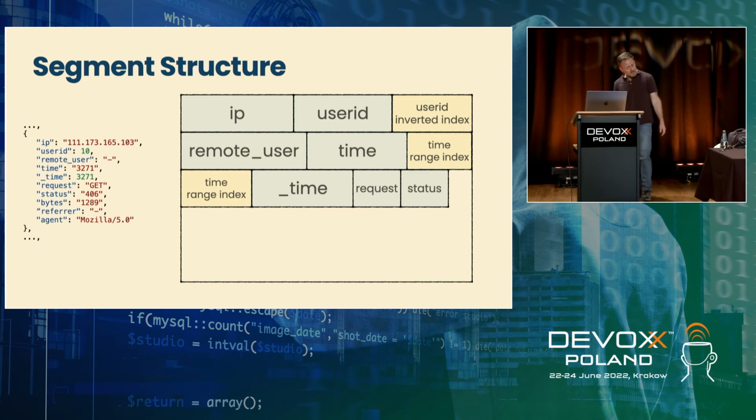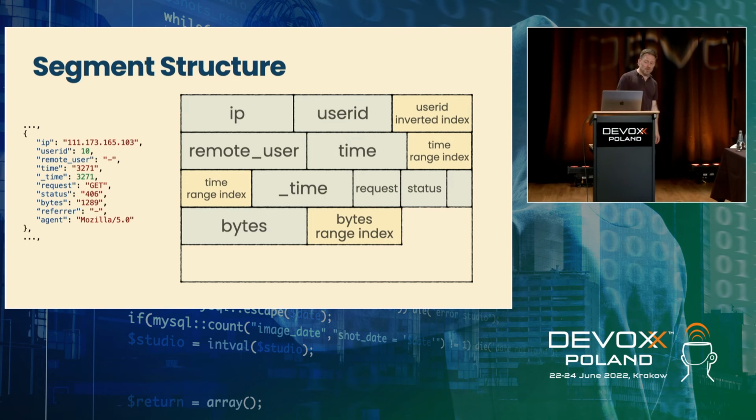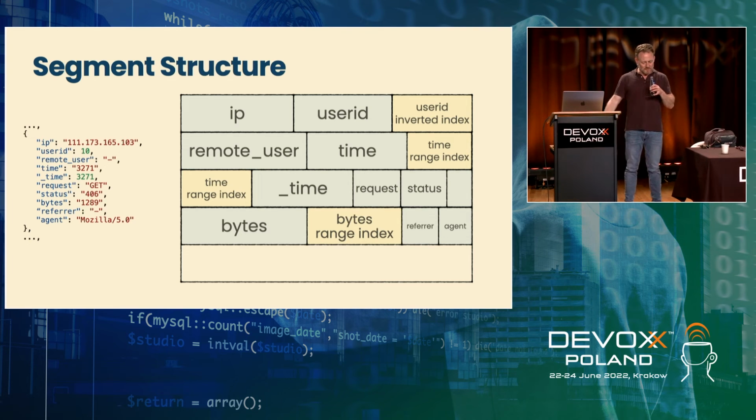Looks like we didn't index request. That makes sense to me. Bytes, who cares? Oh, we do care. We made an index on bytes. Referrer, again, referrer is probably going to be pretty low cardinality. Agent, not as low as we'd like it to be.